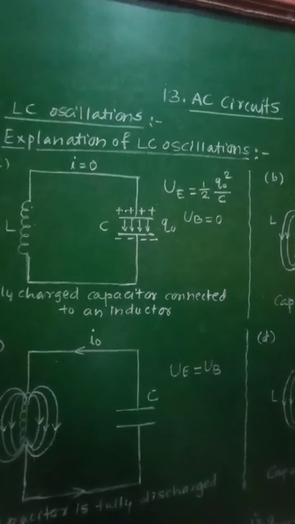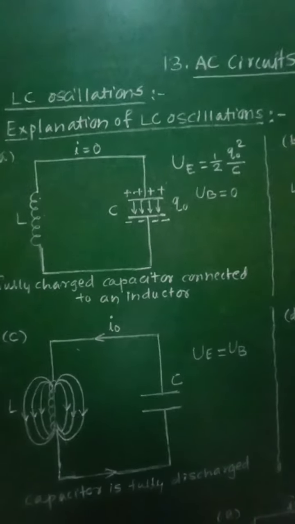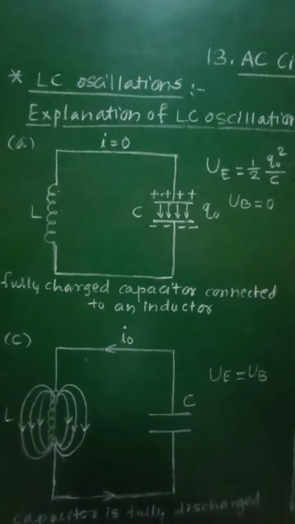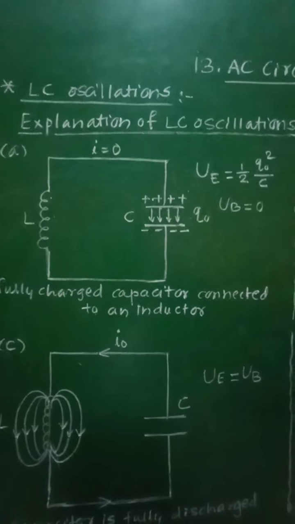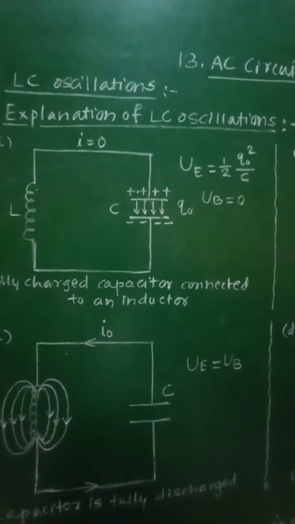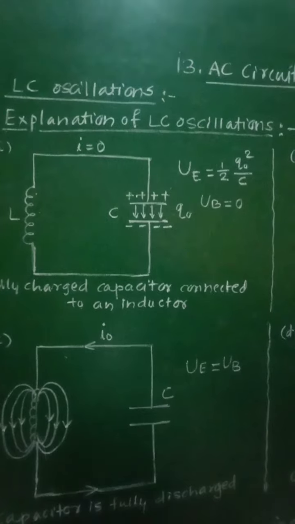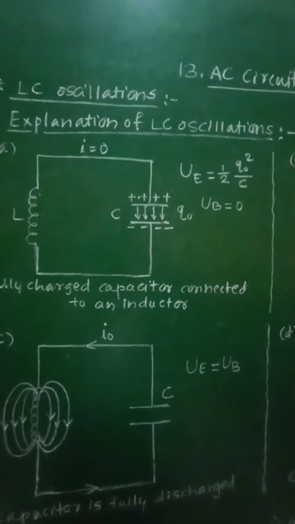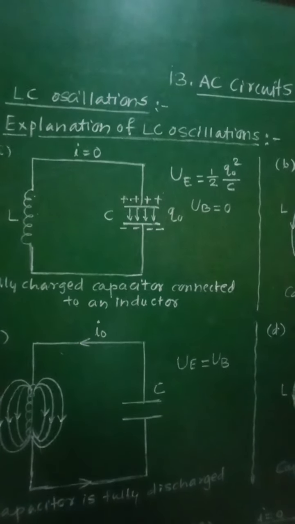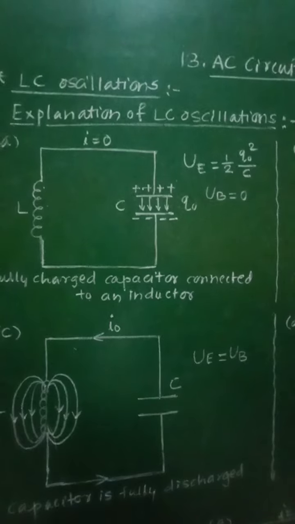So in this case, the inductor must be non-resistive, that is, the resistance of the inductor must be equal to 0. Now these oscillations produced are called LC oscillations, because these electrical oscillations are of constant amplitude and frequency.